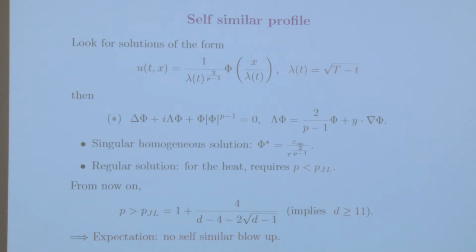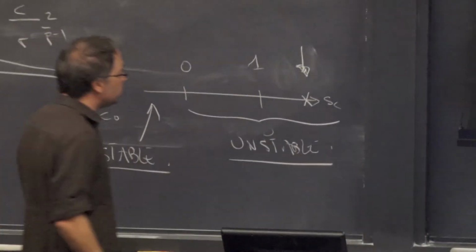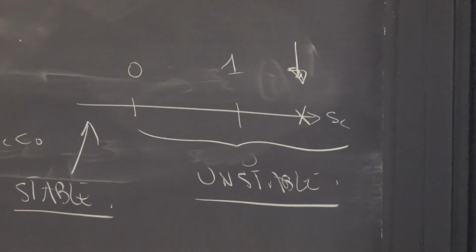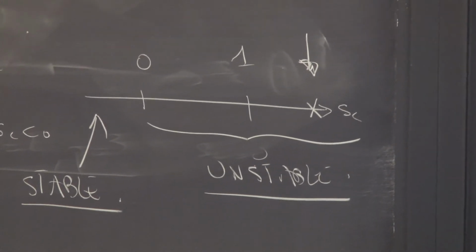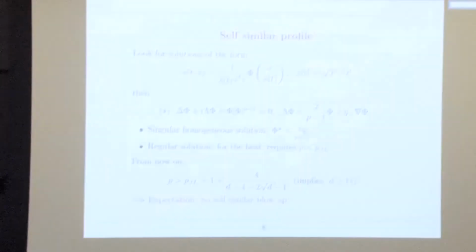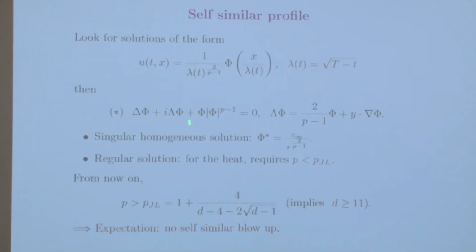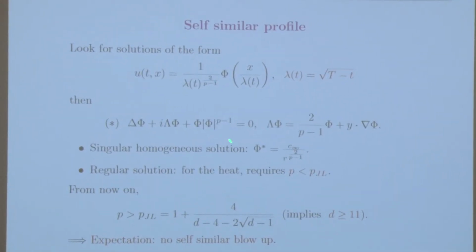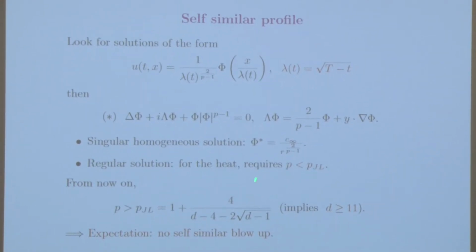It means that there is some value here which has nothing to do with scaling, which has to do, if you want, with elliptic theory. There is some sort of numerology that arises here, and it tells you whether or not you can regularize this solution at the origin. So what I want to do is put myself in this situation where I know that, in fact, this cannot happen. So I want p to be larger, this is p_JL. My expectation is that there should not be self-similar blow-up. This is typically the situation I want to be in.